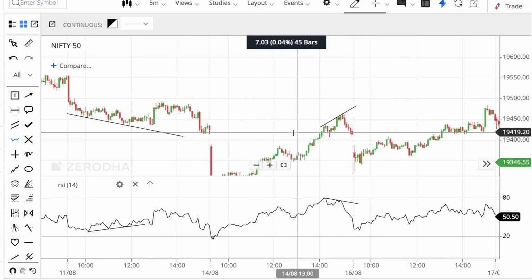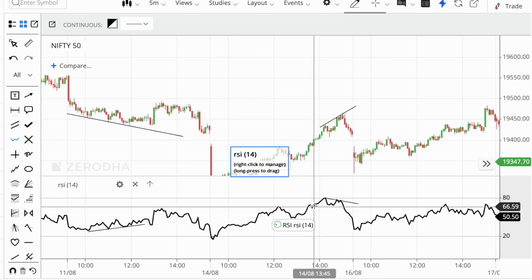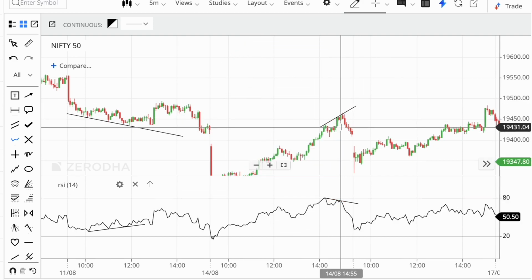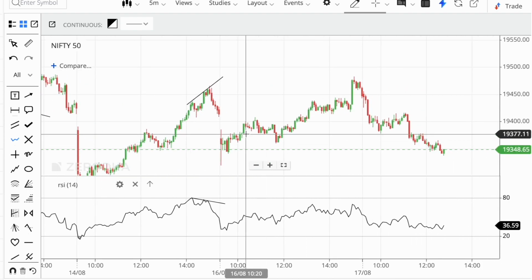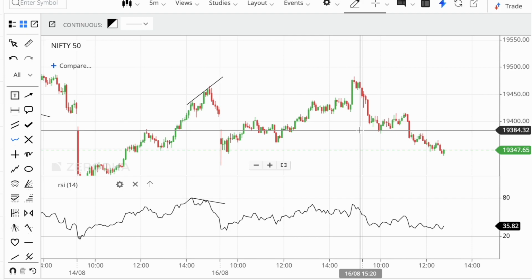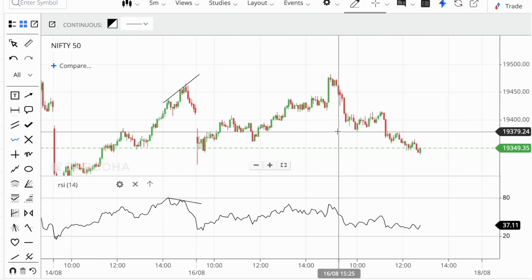Again, this is another example that you can see here, where the price was going up but the RSI was pointing down, and then Nifty spiraled down, but then it recovered. That is why you need to have good entries and exits defined. So this is about divergence.